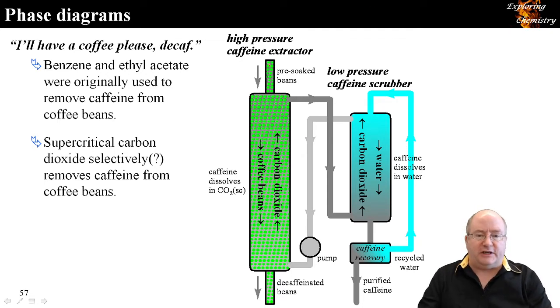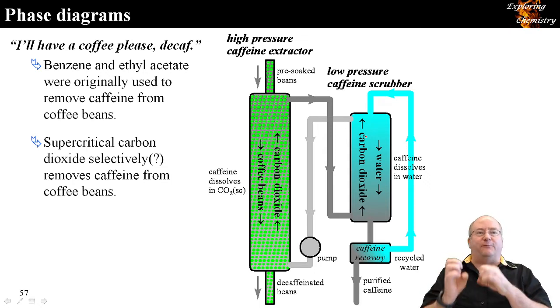So here in this picture, coffee beans are moving down. Those coffee beans are just pre-soaked in, I actually don't remember what, but they're pre-soaked in something. They're moving downwards. Carbon dioxide is pumped in at the bottom and moves upwards and removes the caffeine from the coffee beans in a counterflow operation. The caffeine then comes down and goes through another counterflow operation with water. Water moves downwards, carbon dioxide moves upwards, and the caffeine preferentially goes into the supercritical carbon dioxide.